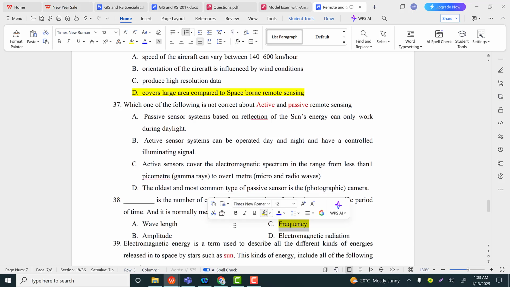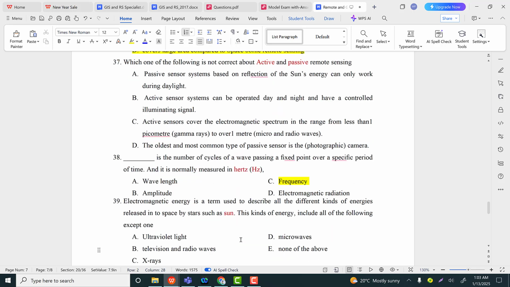Frequency refers to the number of cycles or waves that pass a fixed point in 1 second. It is measured in hertz, where 1 hertz equals 1 cycle per second. So the answer is frequency.